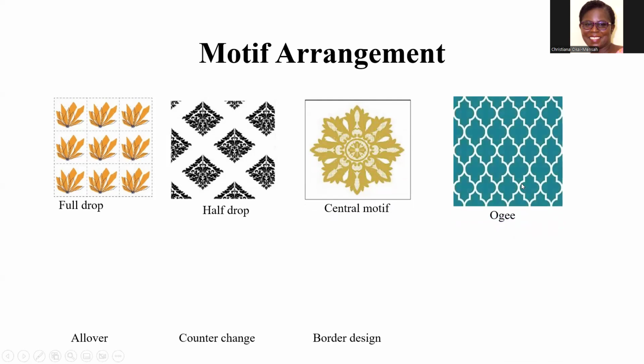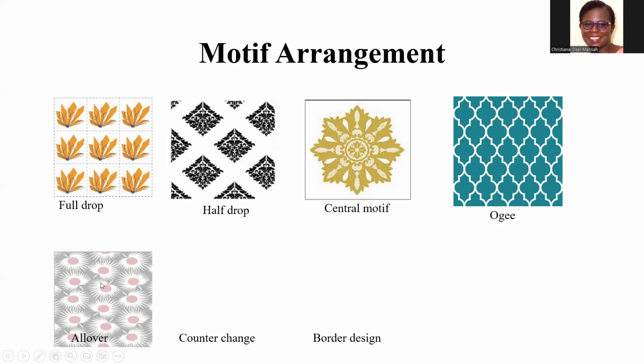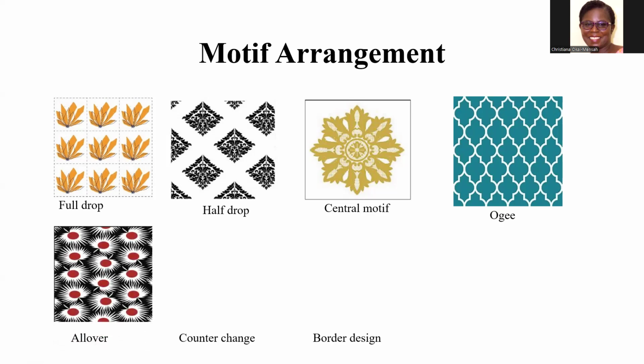So we have the OG. The OG design, we mostly use for curtains. It takes a shape like an X with continuous designs, and that is mostly best for curtains. We have all over design. This one you need not follow the pattern like the first one, full drop. But in everything as an artist, as a designer, you are supposed to apply the principles of design.